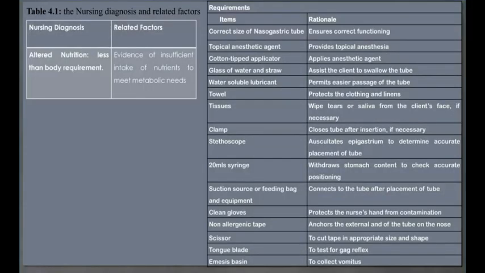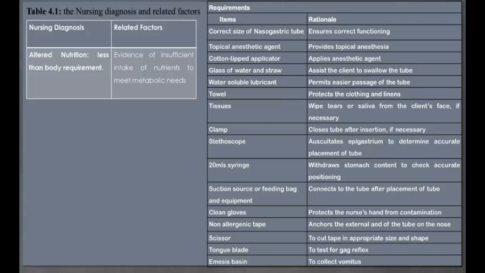The nursing diagnosis and related factors. Altered nutrition, less than body requirement. Evidence of insufficient intake of nutrients to meet metabolic needs. Requirements. Items. Topical anesthetic agent. Rationale. Provides topical anesthesia. Glass of water and straw. Assists the client to swallow the tube.